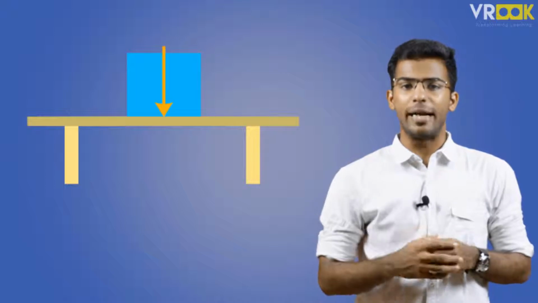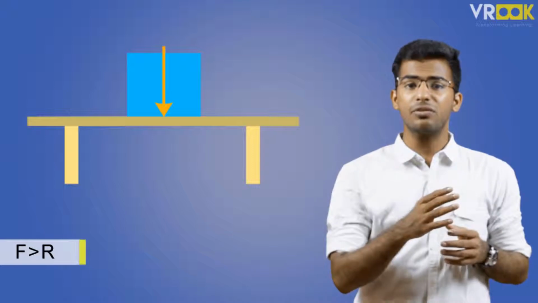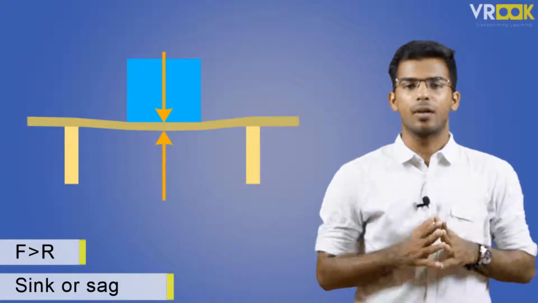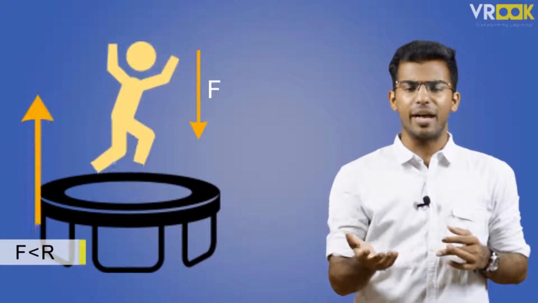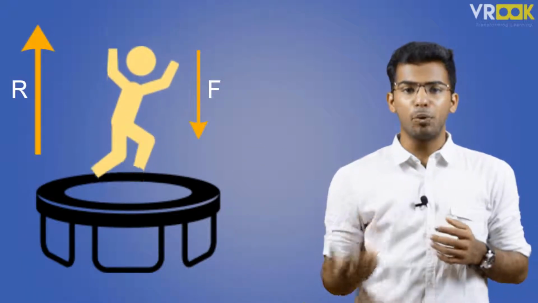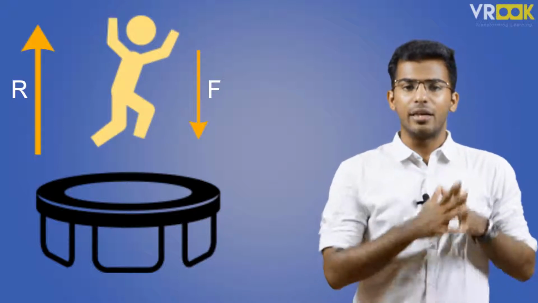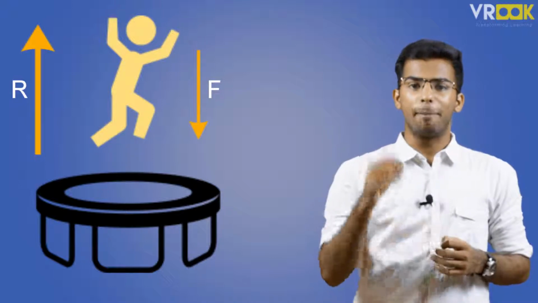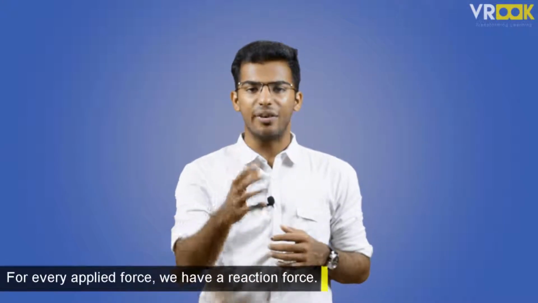Suppose the force applied is greater than the reaction force, then we can observe that the surface will start to sink or sag. And when you have the reaction force greater than the force applied, then we can experience the same effect as in the case of a trampoline, where the person jumping on it will be pushed back up in the air again. The reaction force by the trampoline is greater than the force applied by the person on the trampoline. So now we know that for every force applied, we have a reaction force.